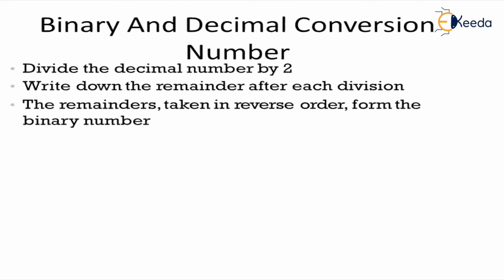Now let us look at the other topic, binary and decimal number conversion. The simple method is to divide the entire decimal number by 2, write down the remainder after each division, and then write the remainders in the reverse order. And that will form the binary number.